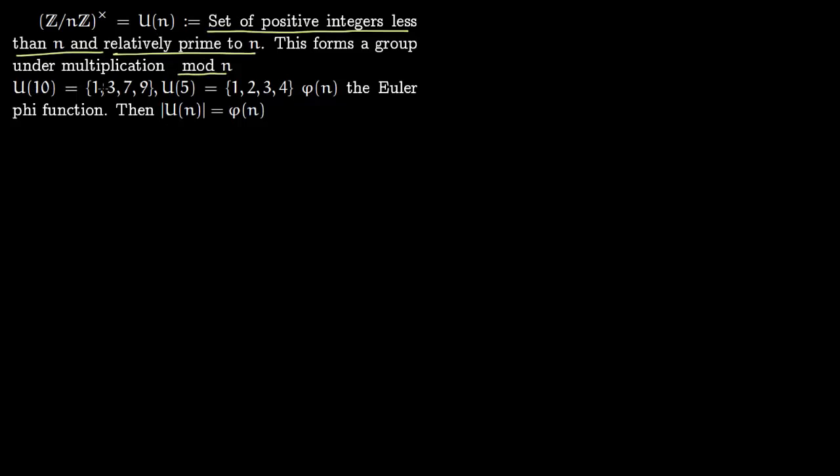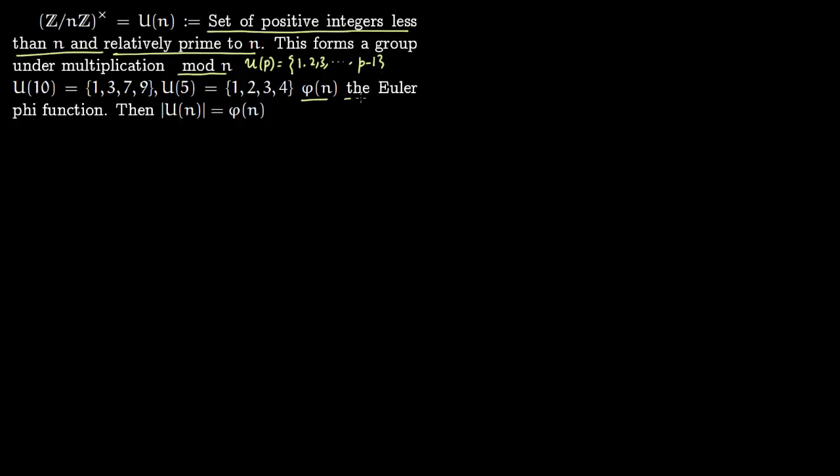So for example, U(10) is 1, 3, 7 and 9. So all the numbers which are relatively prime to 10. U(5) is 1, 2, 3, 4. That is all the numbers relatively prime to 5. 5 is prime anyway. So in fact, for a prime p, your group is just 1, 2, 3 all the way to p minus 1.